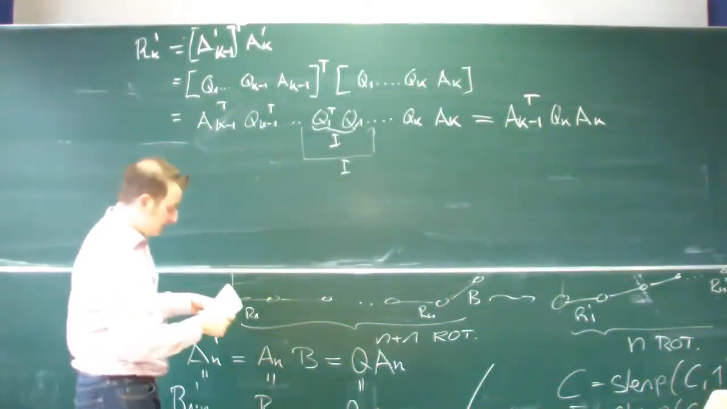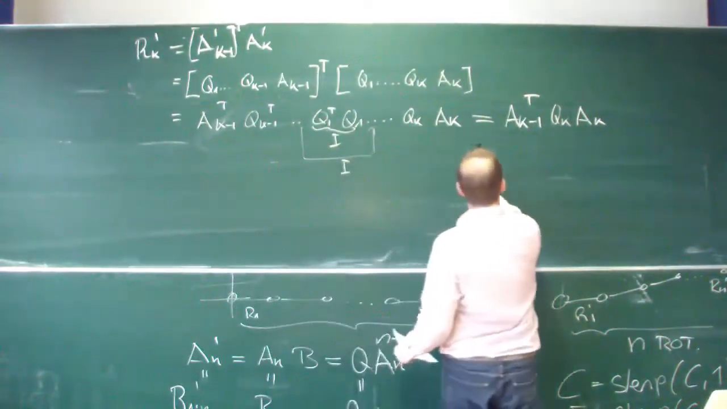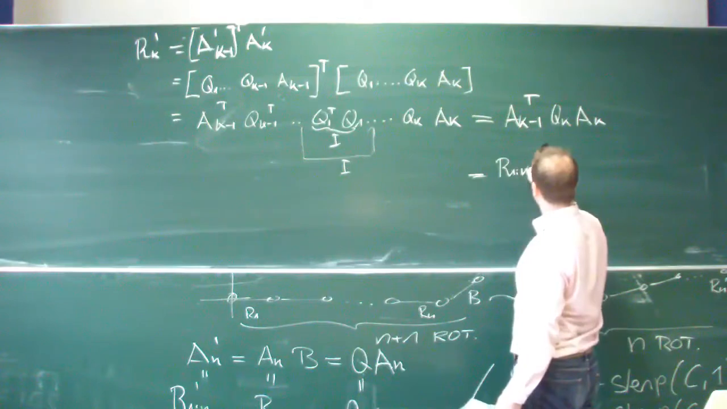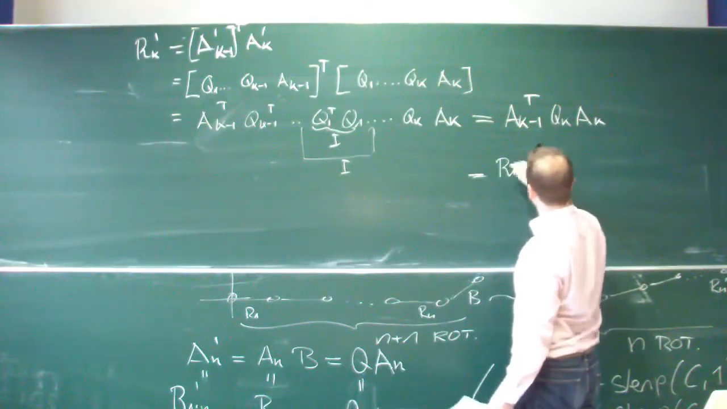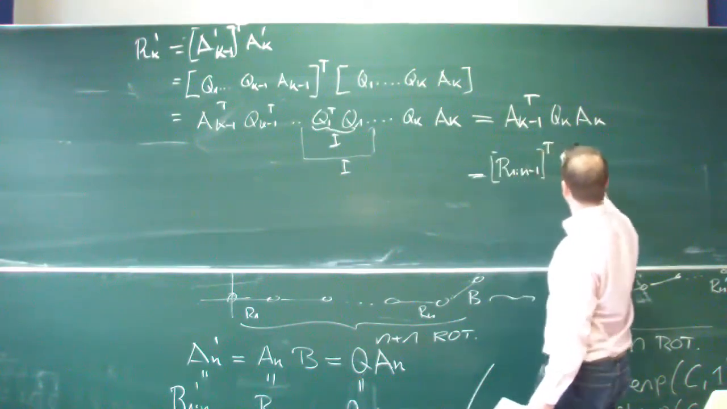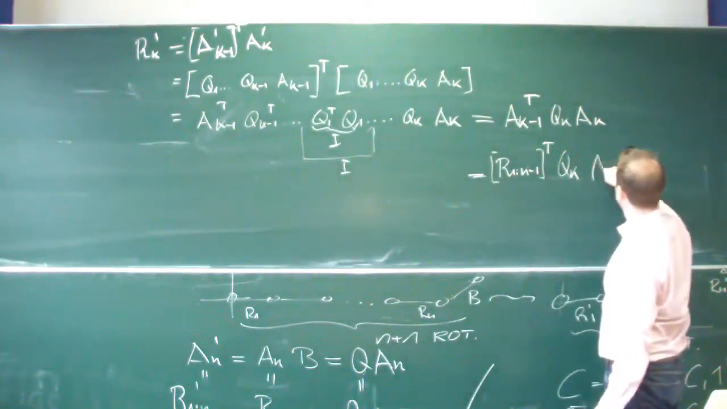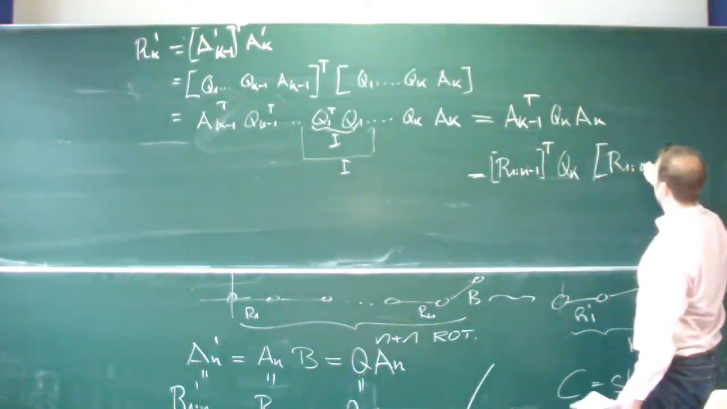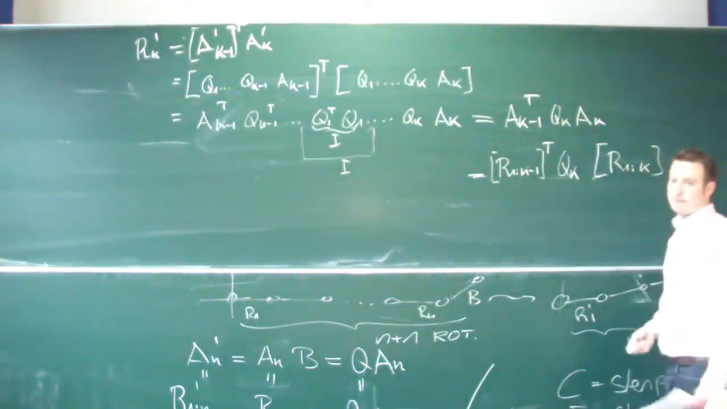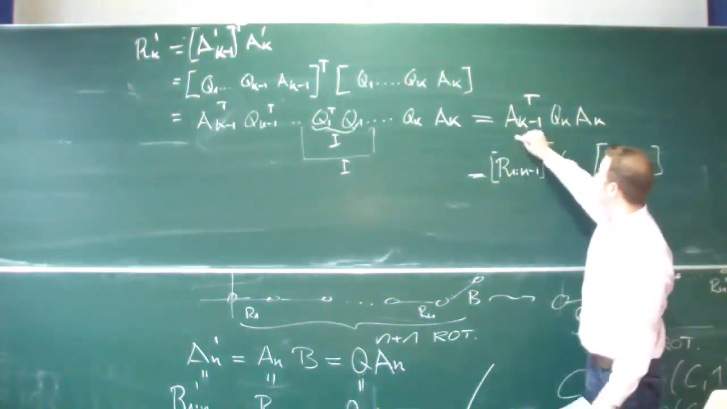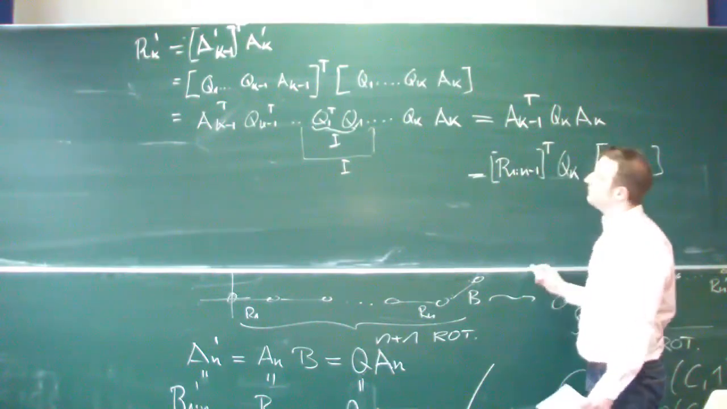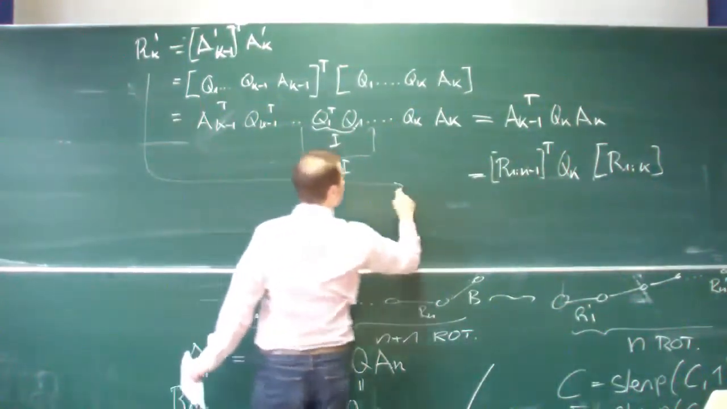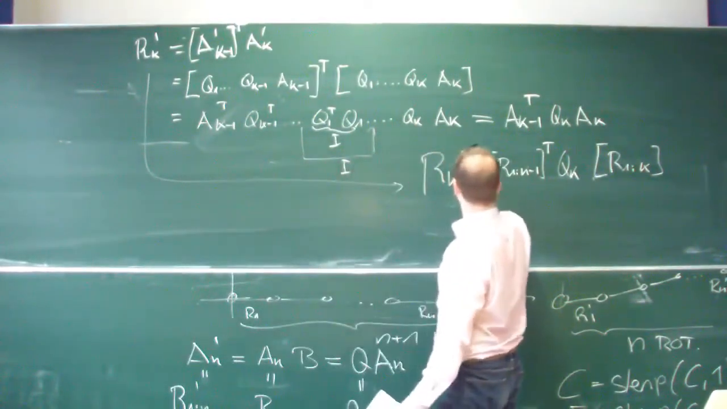And I can actually express this now. This is exactly the same as R_1 to K minus 1 transposed Q_K R_1 to K. Of course, this was the original equality we had. And this equals R_K prime.